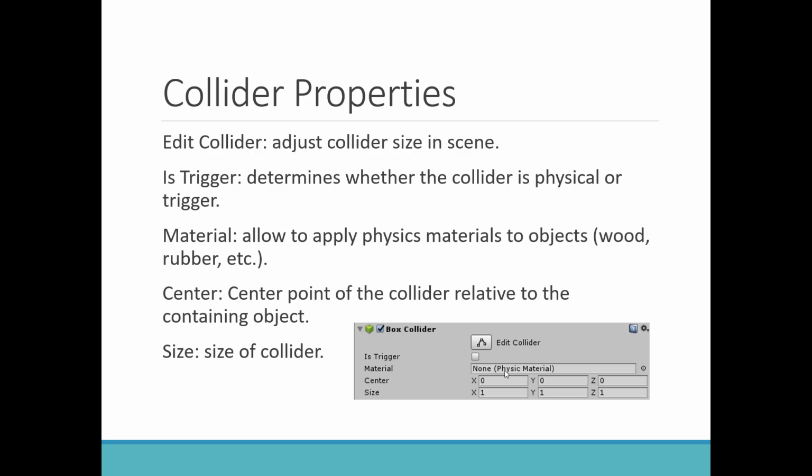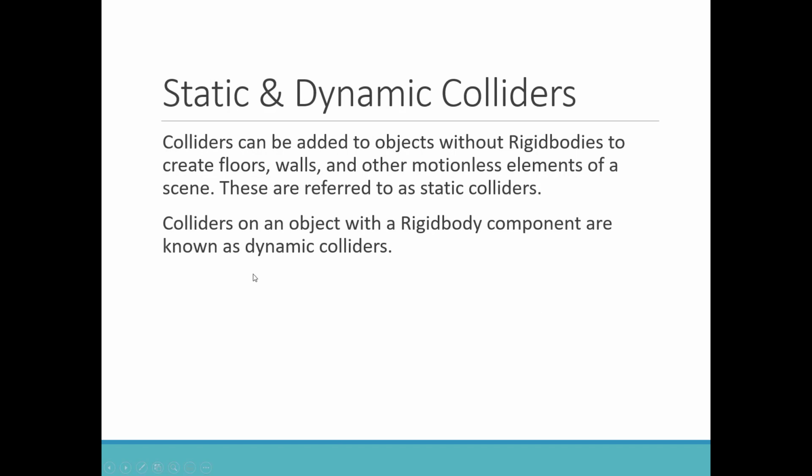You can alter the center and the size of your collider in order to make it match the shape. You're probably already familiar with this. There are two types of colliders really when you're dealing, and mainly I'm talking about 3D, but that can be applied to 2D as well. We'll talk about 2D some later on, not in this lecture though. Colliders can be added to your objects that do not have rigid bodies.